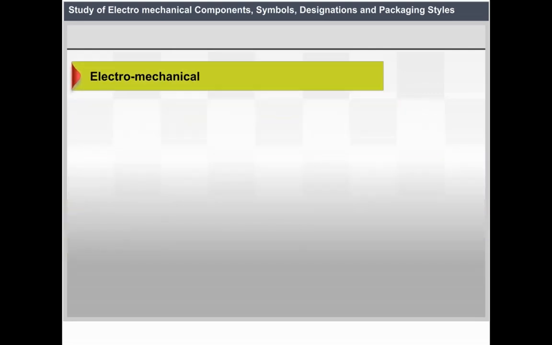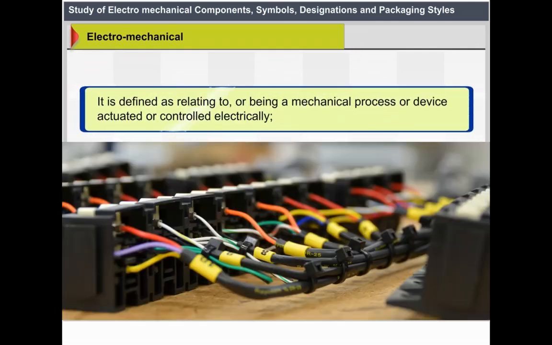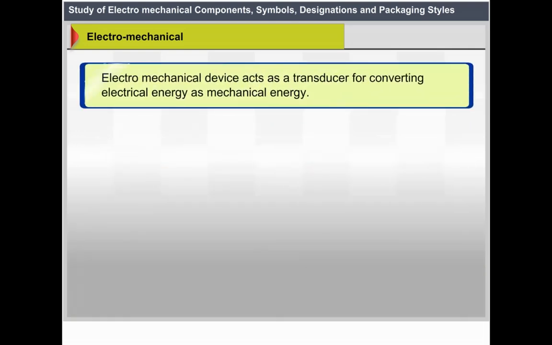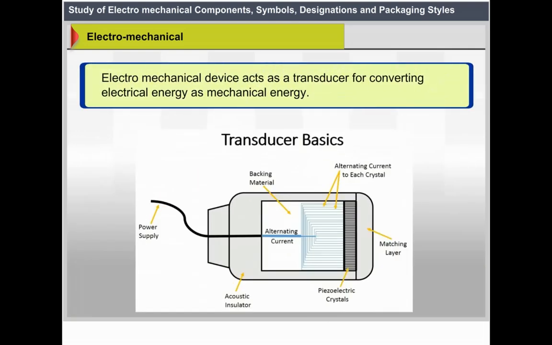Electromechanical: it is defined as relating to or being a mechanical process or device actuated or controlled electrically. An electromechanical device acts as a transducer for converting electrical energy to mechanical energy.